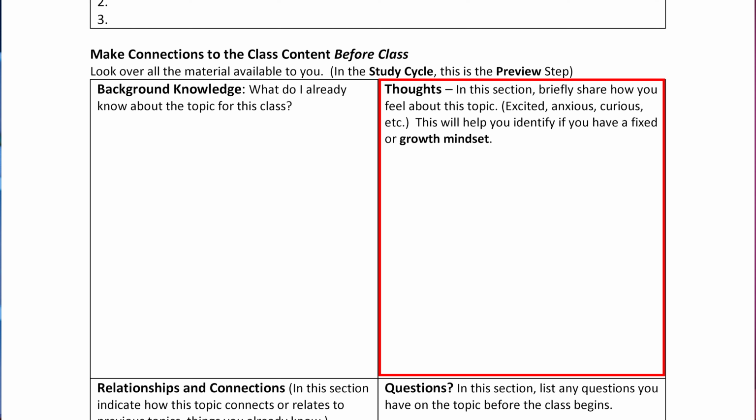The thought square to the right is where we want to take a second and briefly write down how you feel about the topic of your lecture. It may sound a little strange, but identifying what you are feeling before you step into the classroom can help us determine what your mindset is. For more information about maintaining a growth mindset rather than a fixed one, please refer to our growth mindset video.